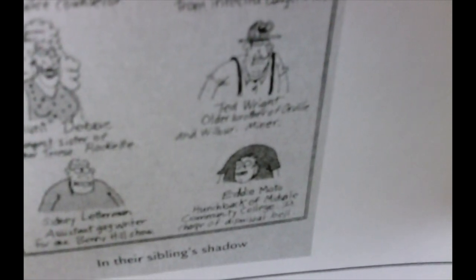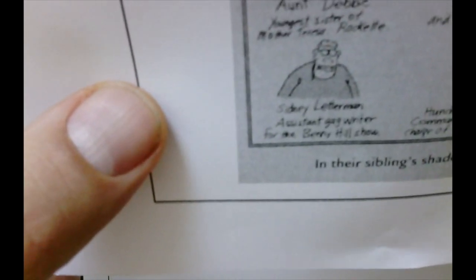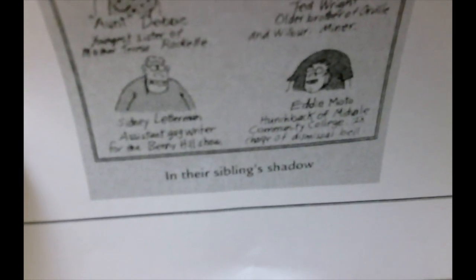This is Ted Wright, older brother of Orville and Wilbur. He was a miner and coal miner. This is Sidney Letterman. He was an assistant gag writer for the Benny Hill Show. And this is Eddie Moto, hunchback of Midville Community College. He was in charge of the dismissal bell.